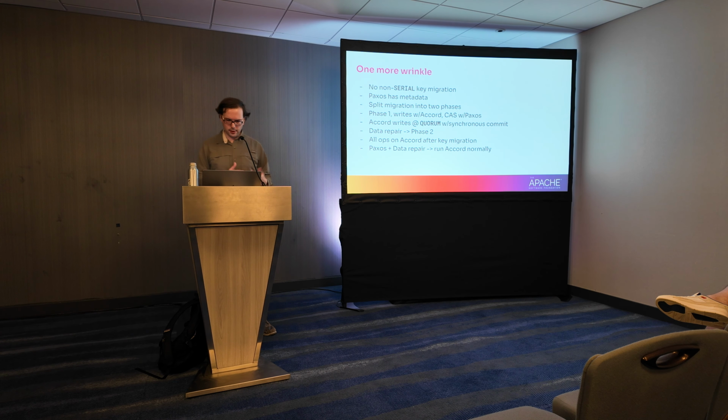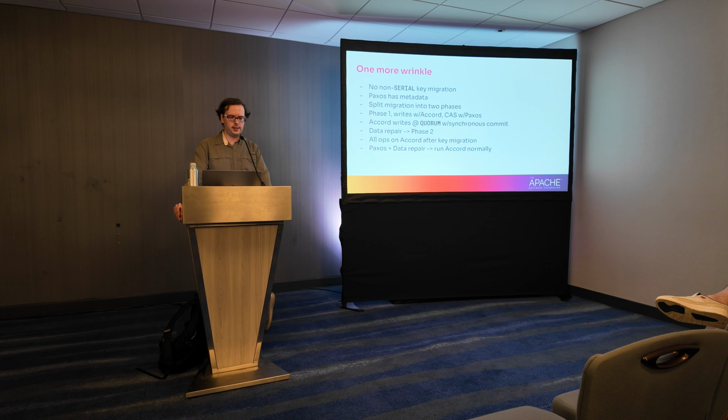So in the first phase, we write through Accord, and we still continue to do CAS with Paxos because CAS has to read at quorum, and that means we need to use a consensus protocol that can tolerate the reads not being deterministically reproducible. So in phase one, Accord writes at quorum with synchronous commit, and then we're going to have a second phase after a data repair completes. At that point, Accord can safely read all of the non-serially written data. It can't safely read the data written by Paxos because Paxos overlapped with the repair we just ran, and that's why we need two repairs.